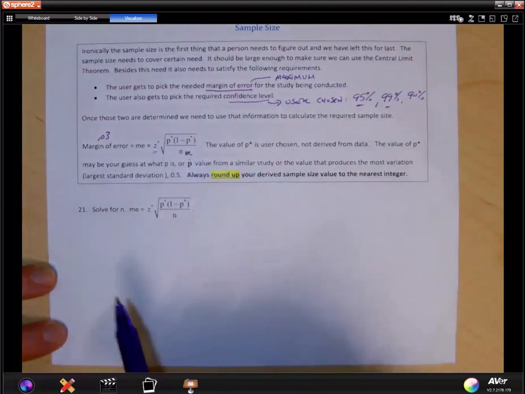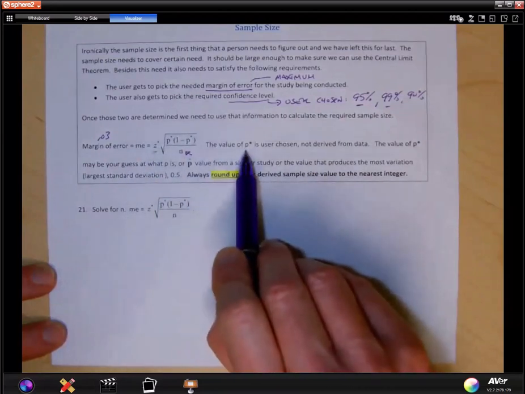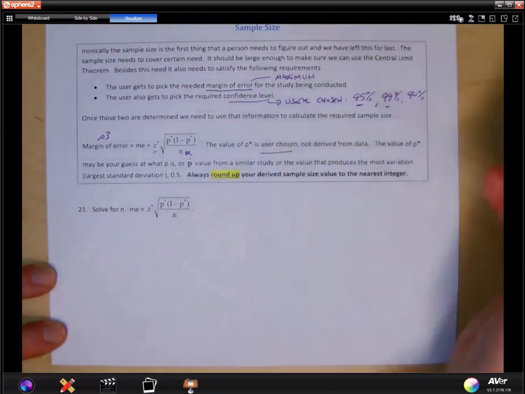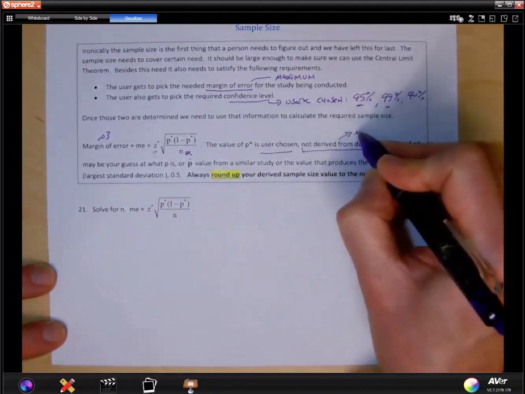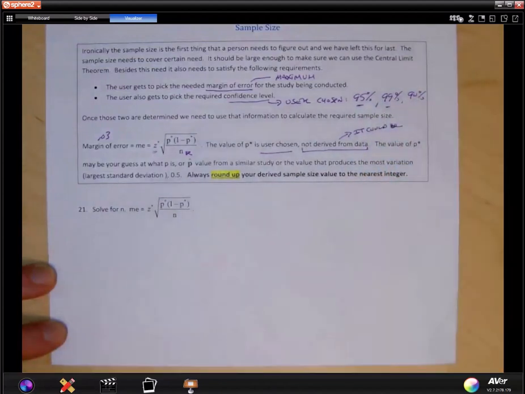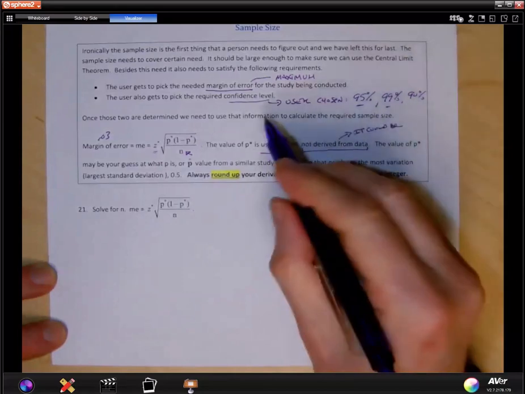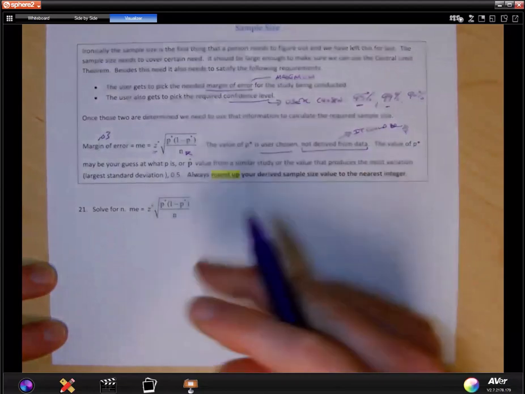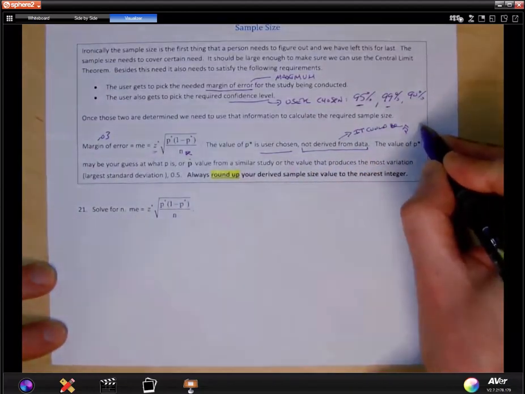And why have I done this? Because in the formula that we're about to do, we also get to pick this value. The value p star is user chosen for this particular calculation. It is not derived from data, but it could be. Maybe a preliminary study. The big thing is that maybe there is some data and we could use that as an estimate. Maybe there's some p-hat value that exists, so we'll use that as an idea. Or maybe somebody has done something similar and they have a range of values.